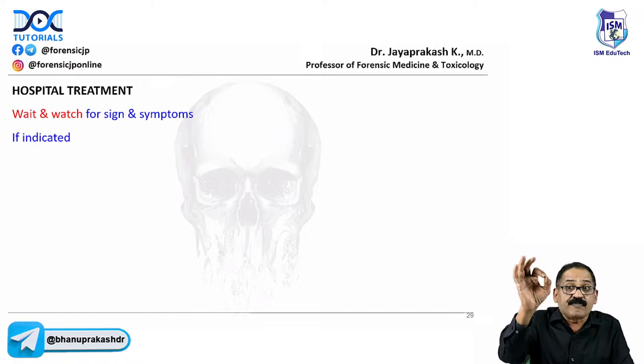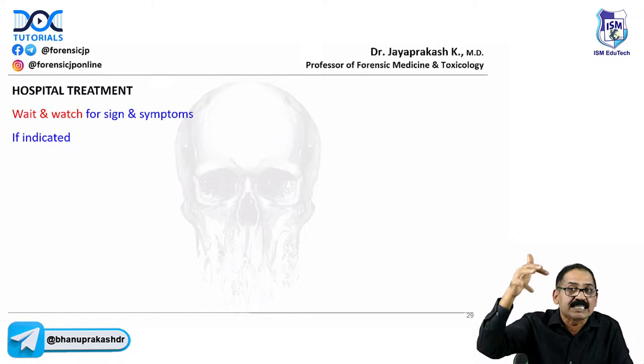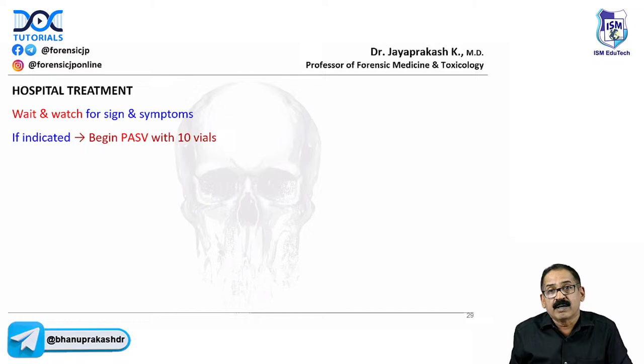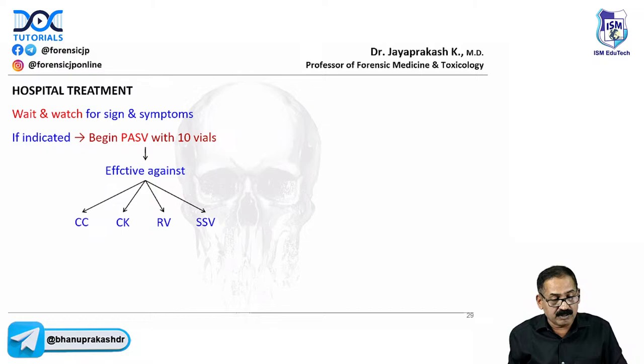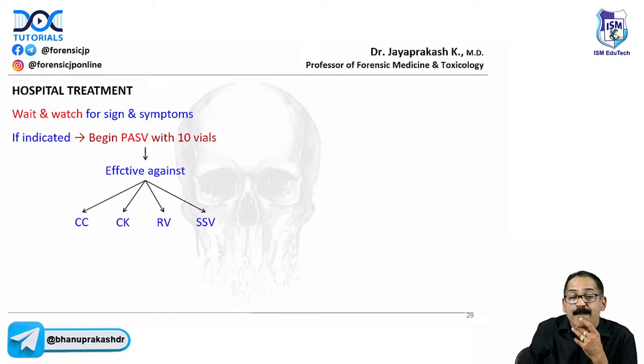If there is ptosis in case of neurotoxic snakes, or the 20-minute WBCT is increased, meaning clotting time is increased in case of vipers, start polyvalent anti-snake venom with 10 vials, which is effective against common cobra, common krait, Russell's viper, and saw-scaled viper. These are the four most common, they say the big four.